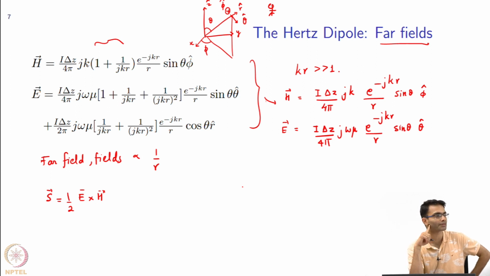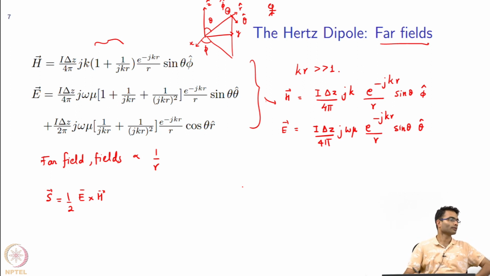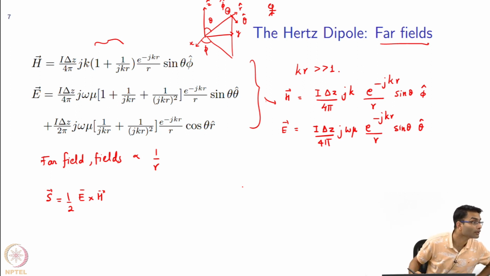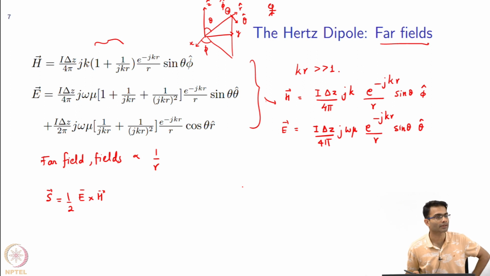What kind of configuration is this? What does it remind you of? It reminds you of TEM. Yeah, it is a transverse electromagnetic wave, because the electric field and magnetic field are perpendicular to each other and they are perpendicular to the direction of power transfer.